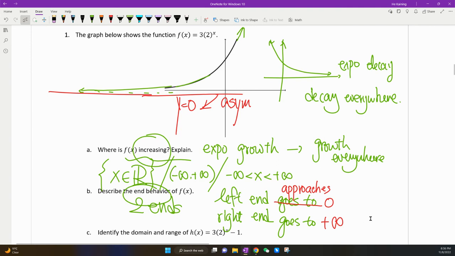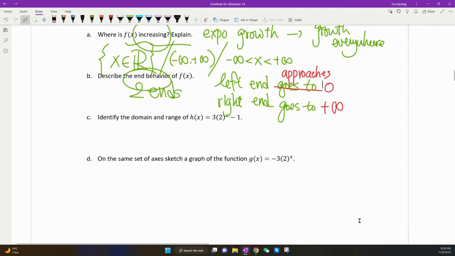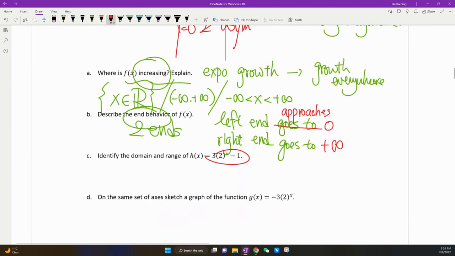Again, every single graph on Earth has two end behaviors, one on the left, one on the right. Okay, next one says the domain and range of this minus 1. So this is our original graph, and when it's minus 1, that means my graph actually moved down a little bit. So this is my original graph, and then my minus 1 graph is going to look something like this. That means it's not touching, but it goes so close to y equals minus 1.